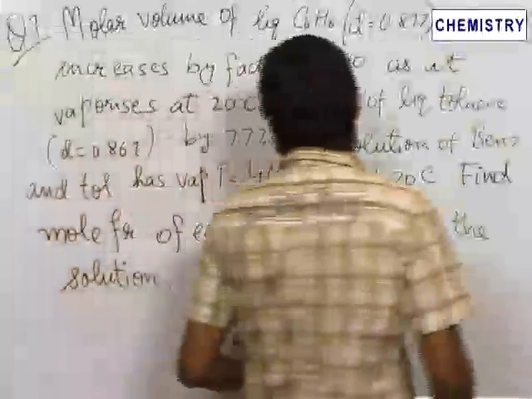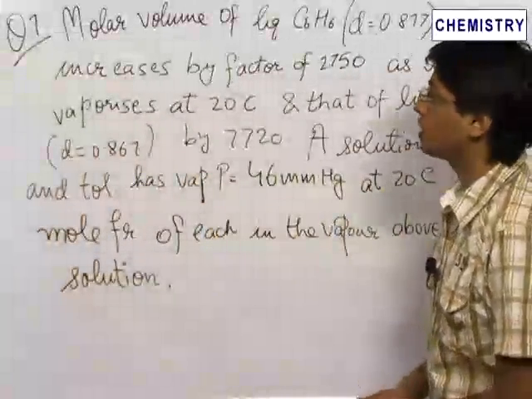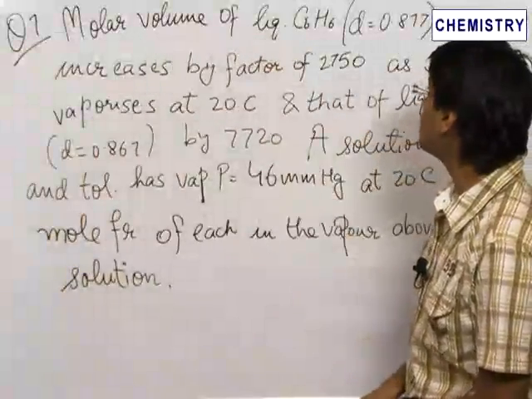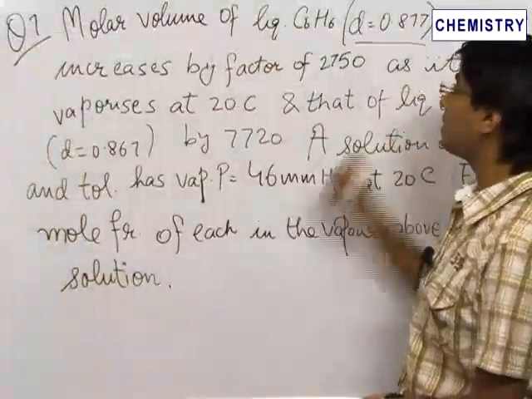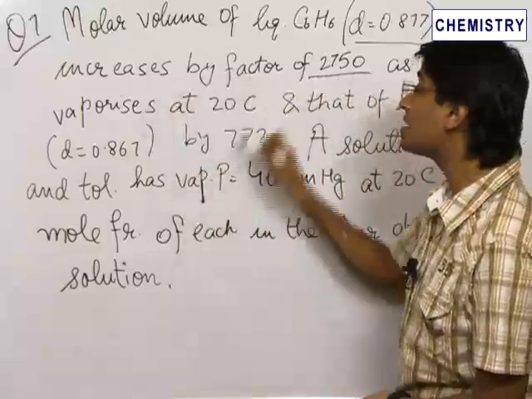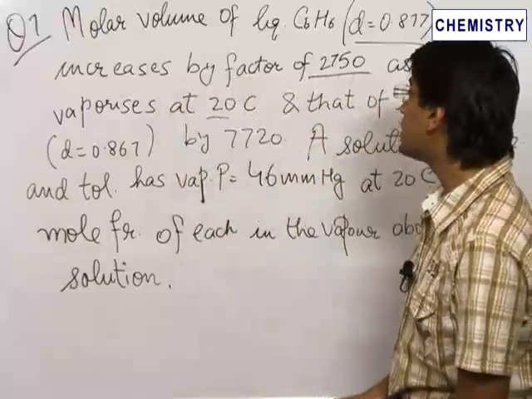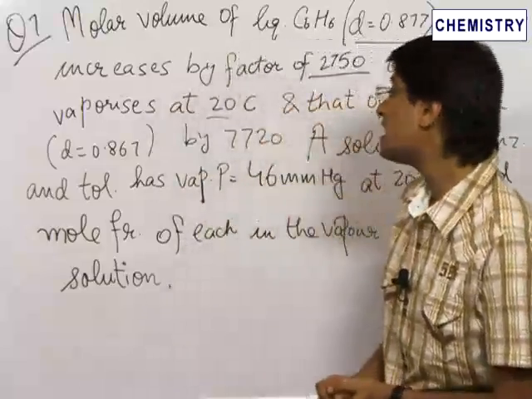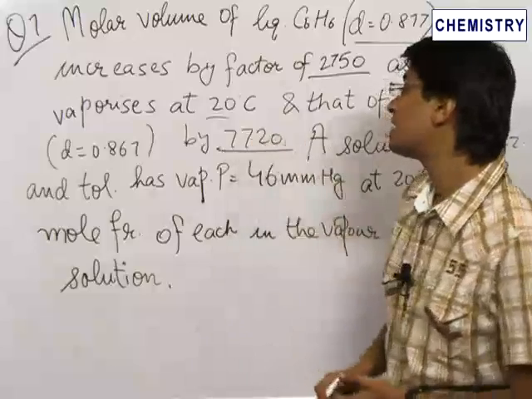Our next problem is a very important problem of liquid solutions. We are given that the molar volume of liquid benzene, whose density is given, increases by a factor of 2750 as it vaporizes at 20 degrees Celsius, and in the same way, when liquid toluene is vaporized, its volume increases by a factor of 7720.